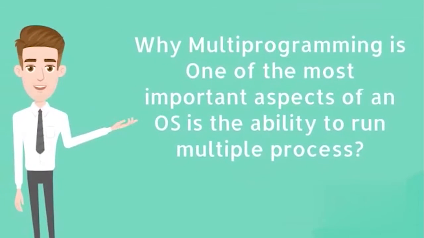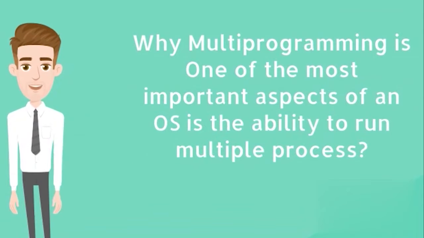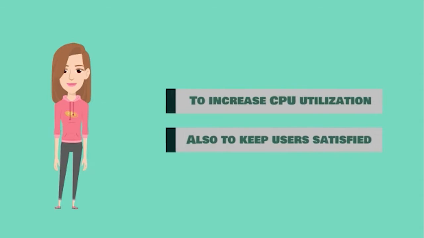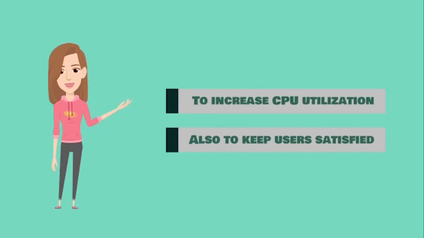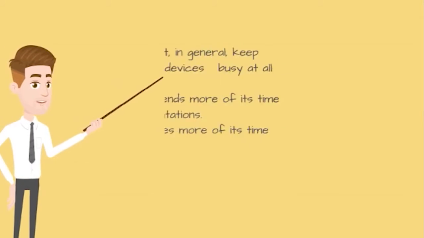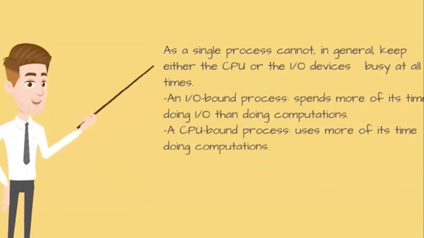Why multiprogramming? One of the most important aspects of an OS is the ability to run multiple processes, to increase CPU utilization, and also to keep users satisfied, as a single process cannot, in general, keep either the CPU or the I/O devices busy at all times. An I/O-bound process spends more of its time doing I/O than doing computations. A CPU-bound process uses more of its time doing computation.